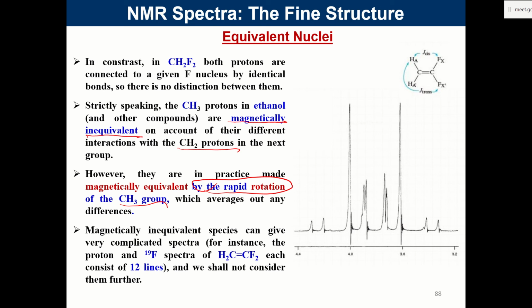Okay, so for magnetically inequivalent species, just as in the example we have just given, CH2CF2, the 19F spectrum is shown here. This is not a proton spectrum, this is a 19F NMR spectrum, and it looks very complex. It consists of 12 lines. So whenever you have magnetic inequivalence, you are likely to get a very complicated spectrum, as shown in this case. Instead of a very simple one, you are obtaining 12 lines for just this.